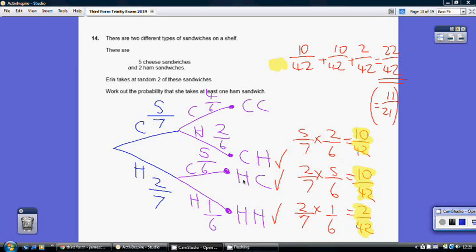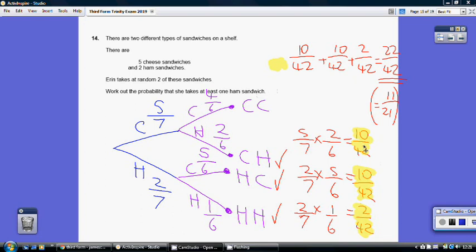What's the probability of getting a ham and then a cheese? That's 2/7 multiplied by 5/6, which is 10 over 42. And the ham ham option, 2/7 multiplied by 1/6, which is 2 out of 42. Now, we don't mind which of these three occur. We've just got to work out the probability it takes at least one ham sandwich.